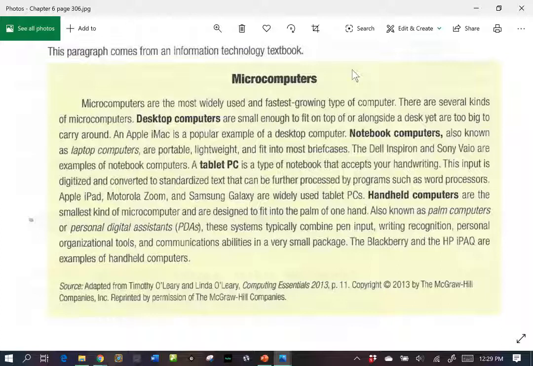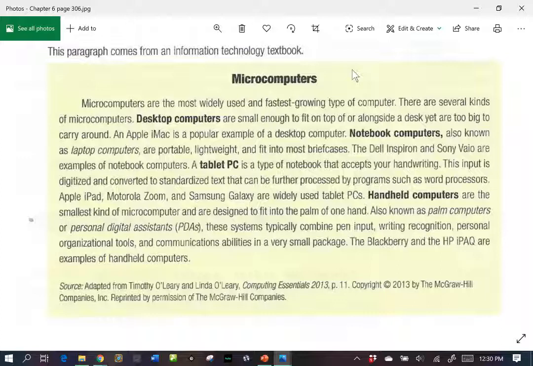Notebook computers, also known as laptop computers, are portable, lightweight, and fit into most briefcases. The Dell Inspiron and Sony Vaio are examples of notebook computers. A tablet PC is a type of notebook that accepts your handwriting. This input is digitized and converted to standardized text that can be further processed by programs such as word processors. Apple iPad, Motorola Zoom, and Samsung Galaxy are widely used tablet PCs.